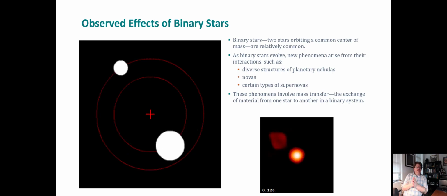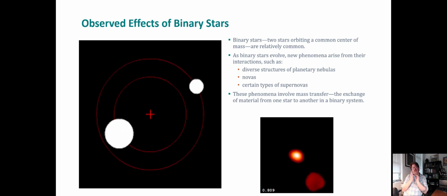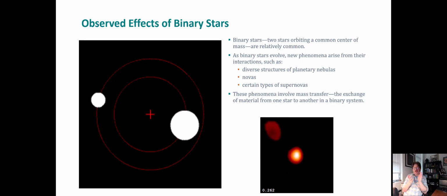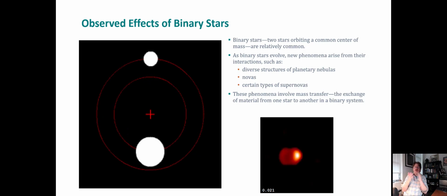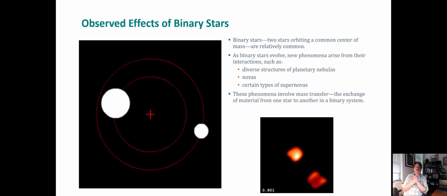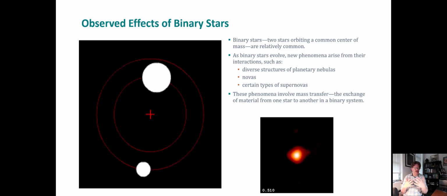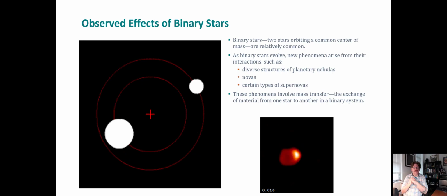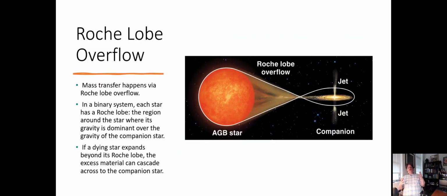Now, if the stars are close enough, not so much, I don't believe Algol will become this, but because of these interactions, you will have different planetary nebulas with different structures. You will have phenomena known as novae, and then you might even have a supernova coming off. And this all deals with mass transfer, the concept of mass transfer.